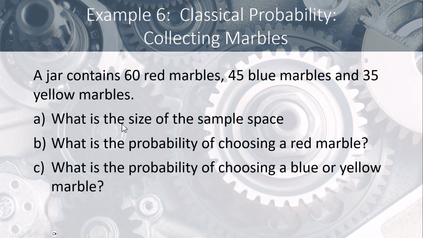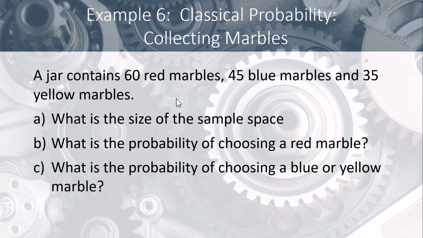So here we are. This is example 6. In the previous videos we've done 5 examples. We have a jar that contains 60 red marbles, 45 blue marbles, and 35 yellow marbles. What we're going to do is reach into the jar and choose one marble. So that's the experiment.